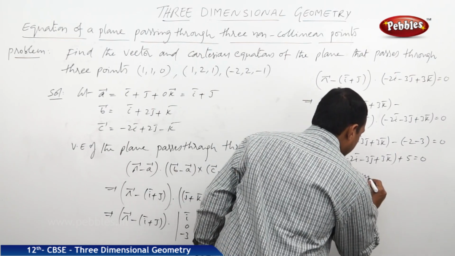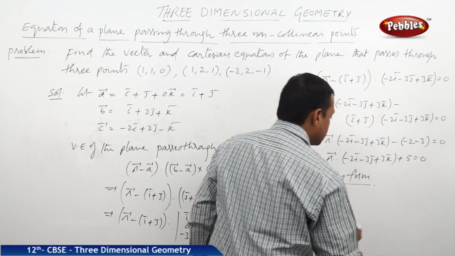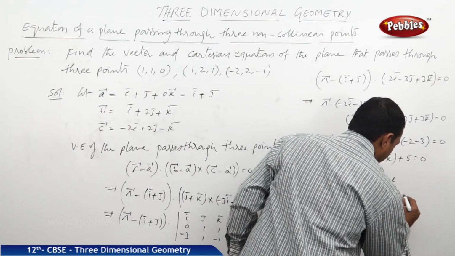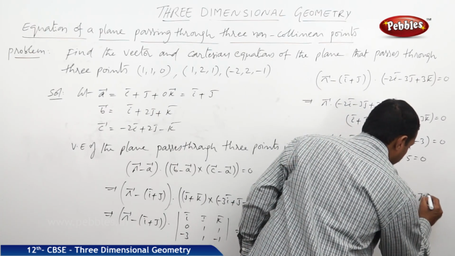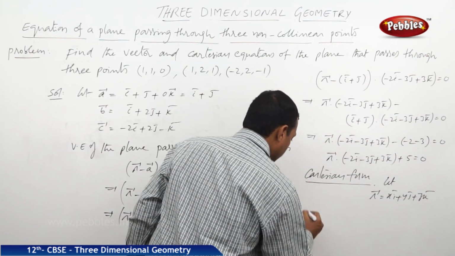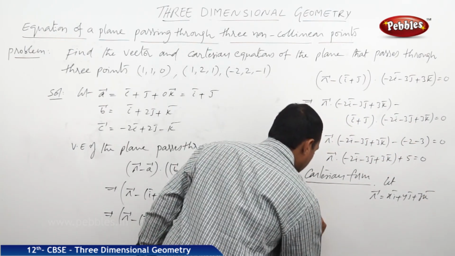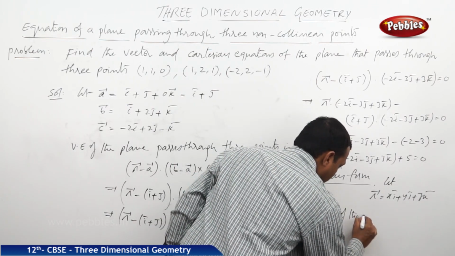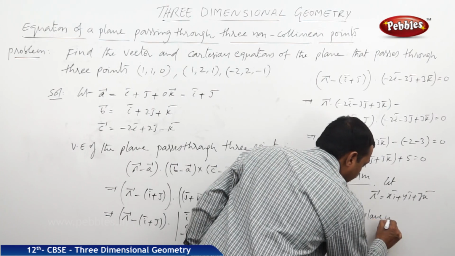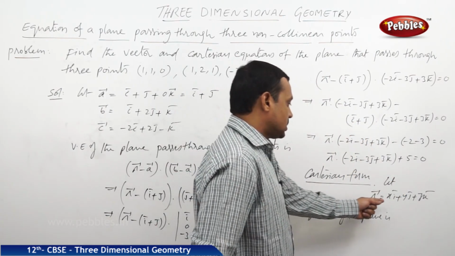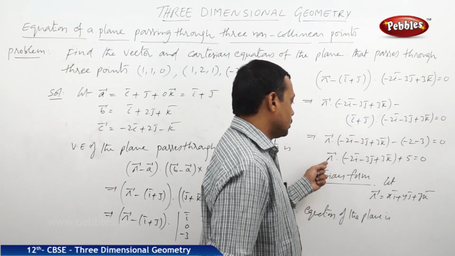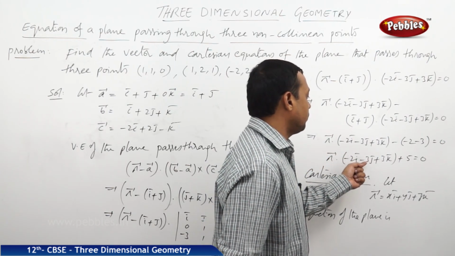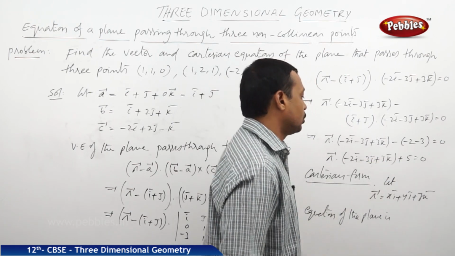For the Cartesian form, consider R bar is equal to xi plus yj plus zk. Therefore, the Cartesian equation of the plane is, now on substituting this vector here, xi plus yj plus zk dot minus 2i minus 3j plus 3k plus 5 equals 0.